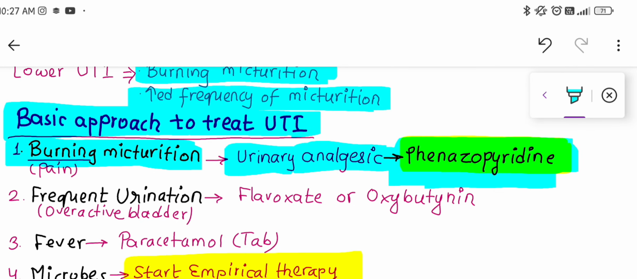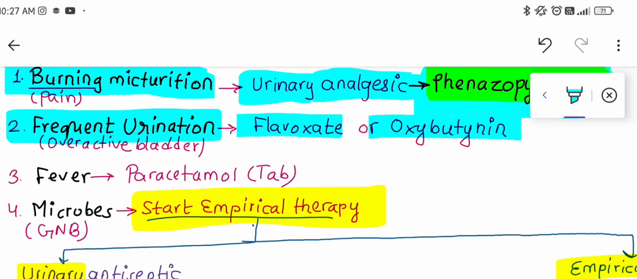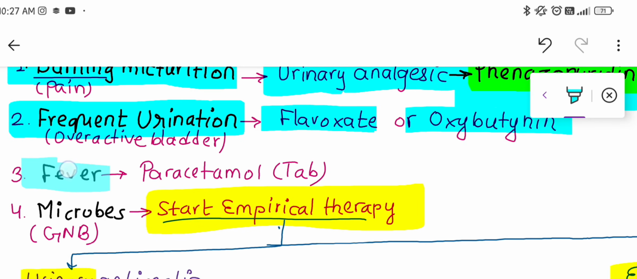And the second approach is to treat the frequent urination. To treat the frequent urination we have to prescribe flavoxate or oxybutynin. And next, the patient will present with fever. So to treat the fever we can prescribe paracetamol.